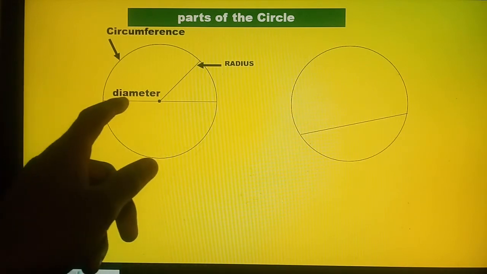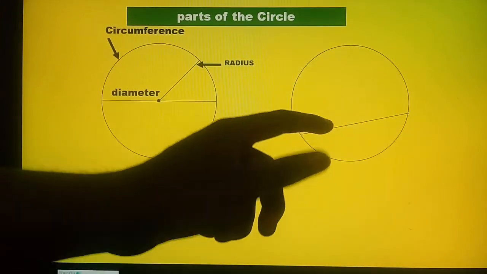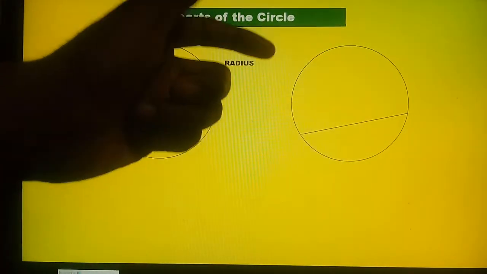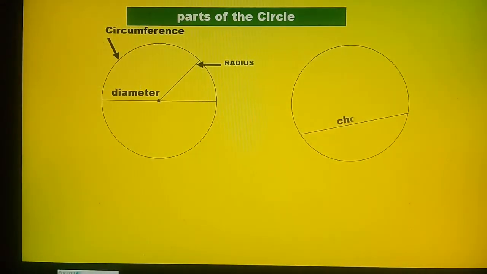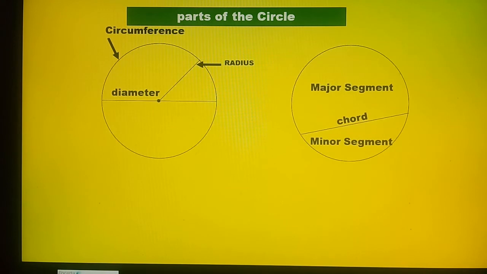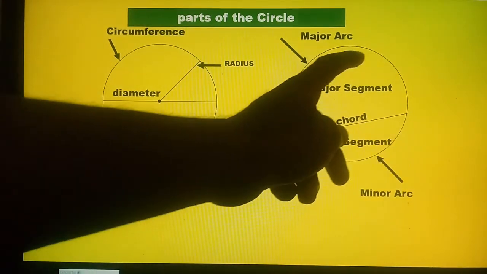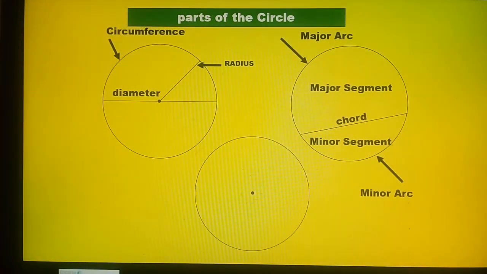The diameter divides the circle into 2 equal halves, but we have a chord. The chord is a line that divides the circle into 2 segments, minor segment and major segment. What do we call that line? It is a chord. We have the major segment, the bigger part of the circle, and the smaller part that we call the minor segment. We have a major arc in the major segment, and a minor arc in the minor segment.